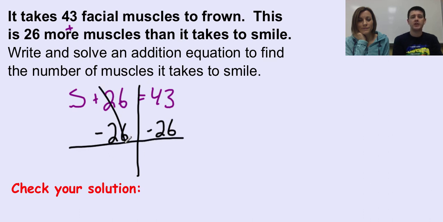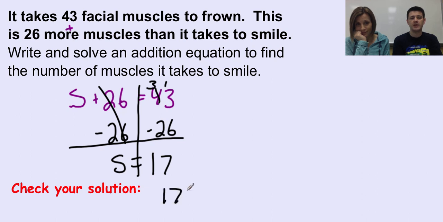Those two cancel out. They turn into a 0, so we're just left with S. You're going to need to borrow, which means in your check you have to carry, just so you know. And we get S is equal to 17, so it takes 17 muscles to smile. We go to do our check. Original check is S plus 26, so we put in our 17 plus 26.